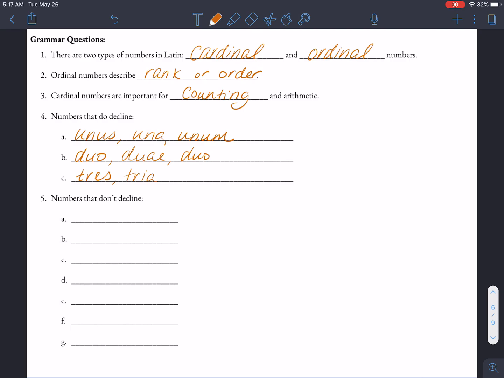Numbers that don't decline, however, are quatuor, quinque, sex, septem, octo, novem, and decem. So 1 through 3 are weird, 4 through 10 are cool. All right, so those are the grammar questions for part 1 of the grammar lesson. If you need more time on the screen, you can always pause, but without further ado, I'm going to move along.